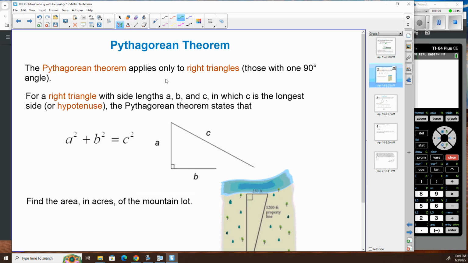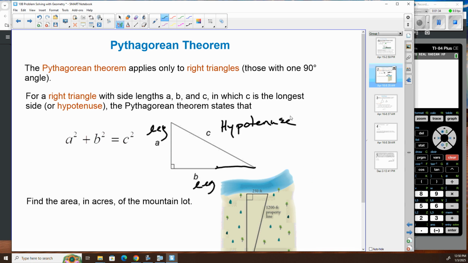Okay, so Pythagorean theorem only applies if you have a right triangle. With Pythagorean theorem, that's a squared plus b squared equals c squared, where the a and the b are the two sides that make up the 90-degree angle. So the a and the b are both called legs. And then the c, the side across from the 90-degree angle, is called the hypotenuse.